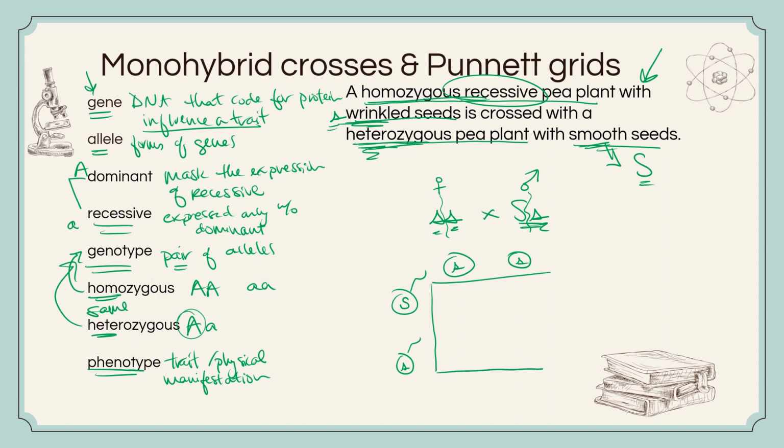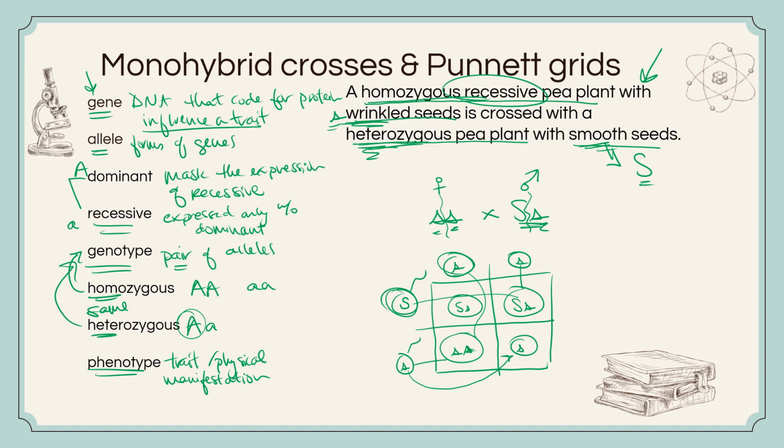Our Punnett grid is going to show us what can happen during fertilization. We could have this big S sperm and this lowercase s egg fertilize to become a big S little s baby plant, or we could also have big S little s, or we could have a baby plant where we have a lowercase s sperm and a lowercase s egg go little s little s. We could have, again, a zygote, a baby plant with lowercase from the sperm, lowercase from the egg. And so this is our Punnett grid. These are the potential genotypes of the offspring.